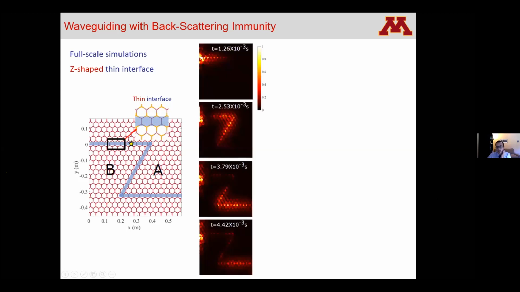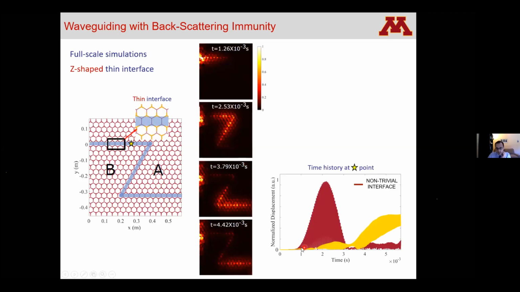And these are 4 snapshots of the simulation. I see that if I excite at this point, the wave can propagate along the Z-shaped domain, and I can reach quite effectively this point. And I observe no appreciable backscattering from these sharp corners. And in fact, if I monitor what happens at this point with the star, I see that I have this maroon curve that means that the response grows as the wave comes through and then comes back to almost 0, which means that the energy actually goes past the corner and very, very little comes back. Very, very little is reflected by the sharp corner.